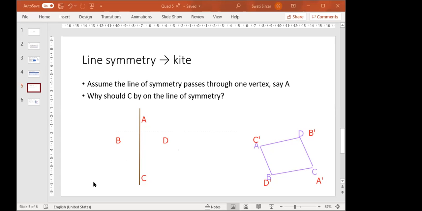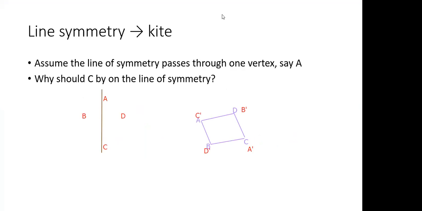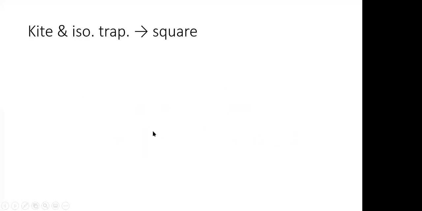Now for the next one, I will present it. Forgot to remove the annotations. I need to remove these, otherwise it's not going to show.